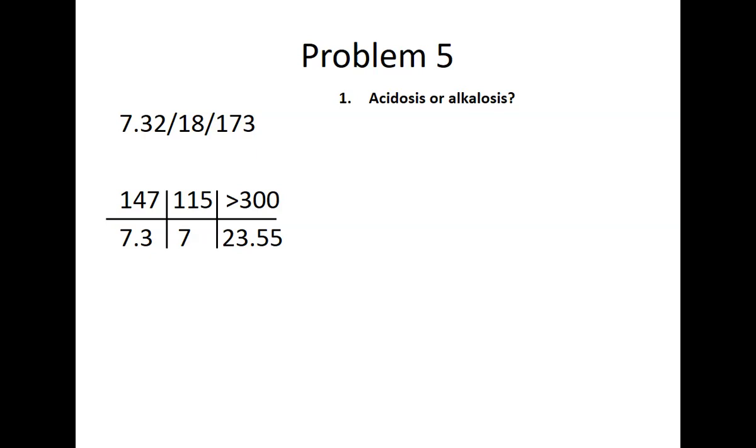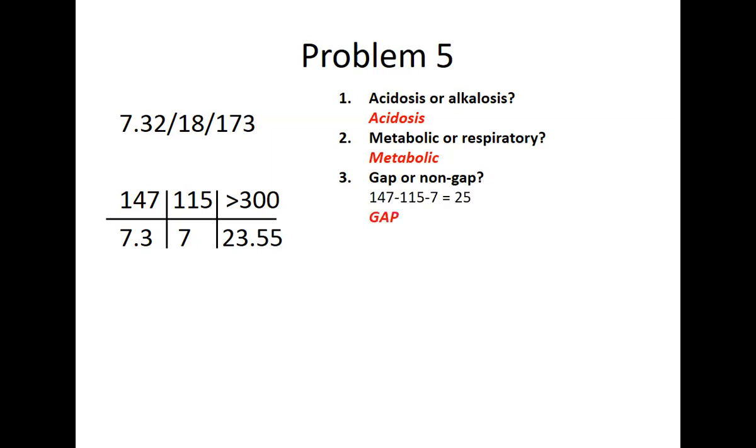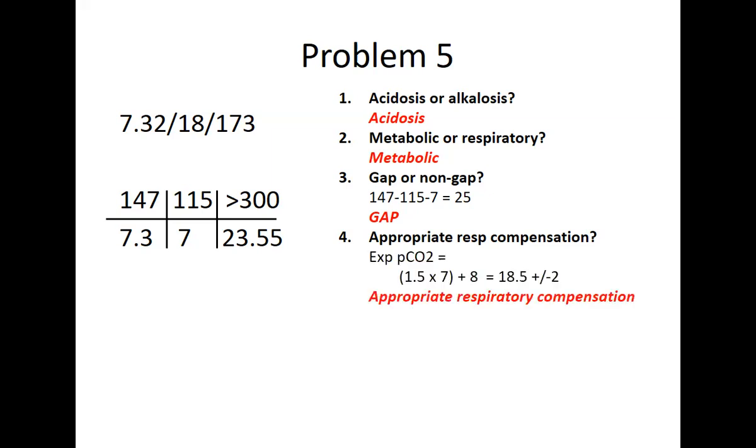What do you think? Acidosis or alkalosis? Good. Metabolic or respiratory? Down, down, down. All the arrows in the same direction. Gap or non-gap? So 147 minus 122, so gap of 25, big gap. I don't even have an albumin. Appropriate respiratory compensation? So what's that? 7 times 1.5 is 10.5, plus 8 is 18.5, plus or minus 2. It's good, right? Appropriate respiratory compensation. This guy's doing a good job.